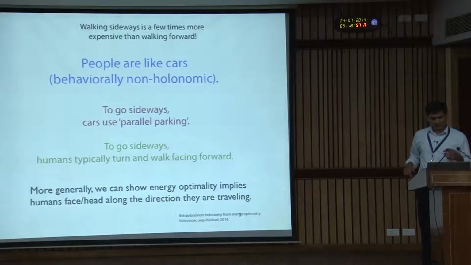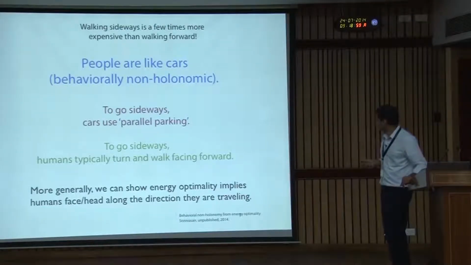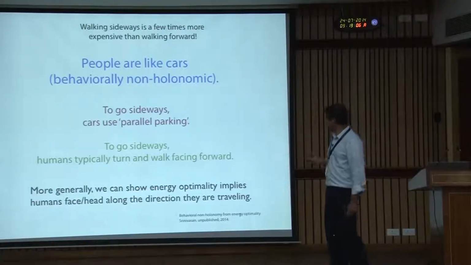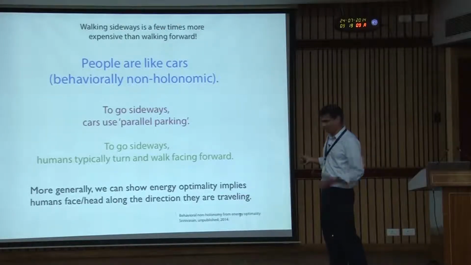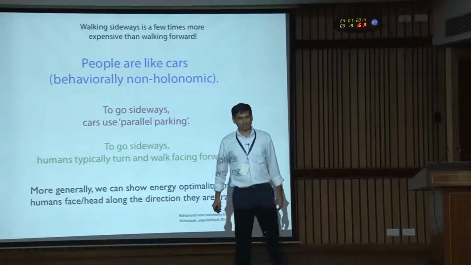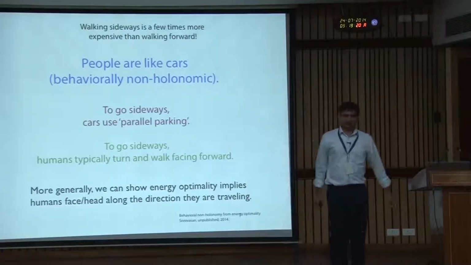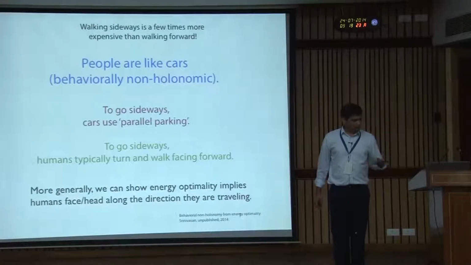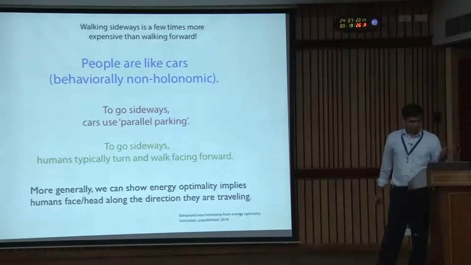you would do something, so I sort of call this behaviorally non-holonomic. I don't know how many people in the audience know what non-holonomic means, but what in this case I mean is people can go sideways, but they don't want to, right? Just like cars, more or less. Cars, if you want them to go sideways, what you usually use is parallel parking, right? So you don't actually make a car go sideways, you do something complicated to go sideways, which we call parallel parking. And people, even though they can go sideways, typically do something more complicated where they turn and walk facing forward.